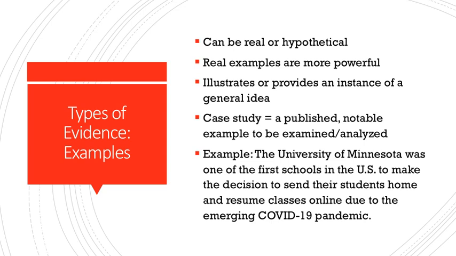And we have an example here. The University of Minnesota was one of the first schools in the US to make the decision to send their students home and resume classes online during the emerging COVID-19 pandemic. And they made that decision in January of 2020, very early. Most other schools were taking their time until late February, mid-March. And so that's a case study of they saw something that allowed them to have extra weeks of time to make a decision and then plan for that decision.